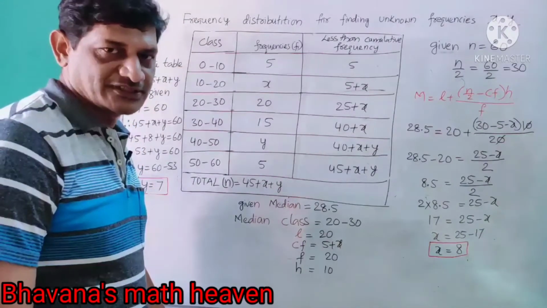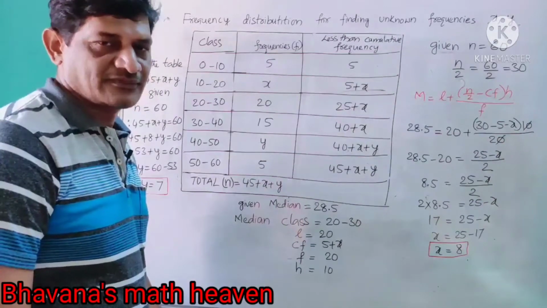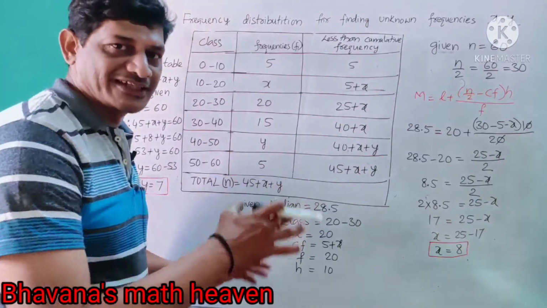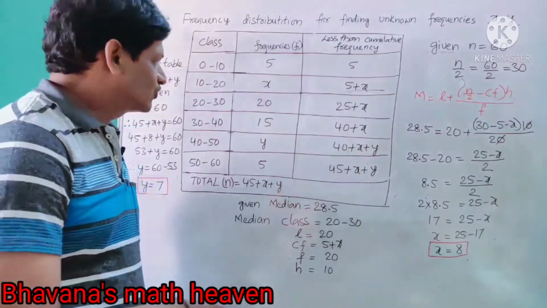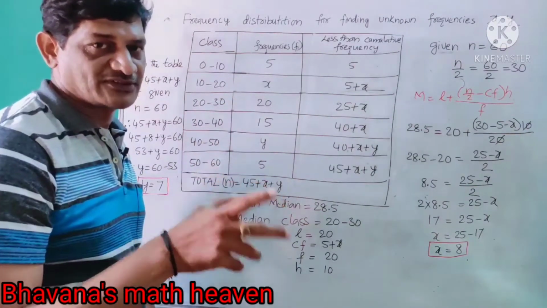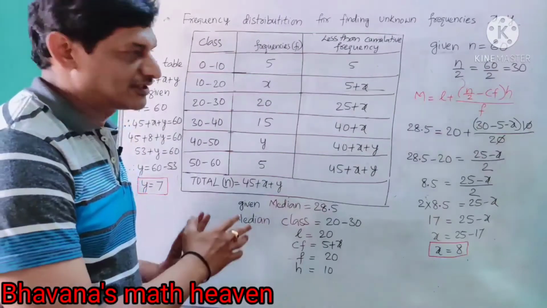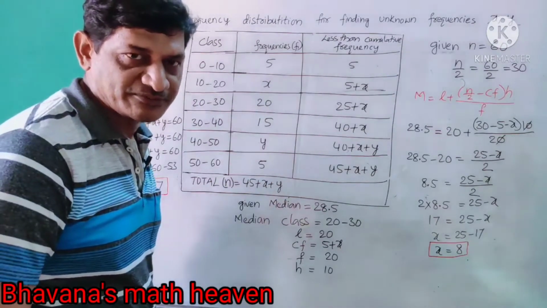Today we are discussing one more important problem from median. If the median of data is given and two unknown frequencies are given to you, you have to find their values. This is the concept involved in this problem.